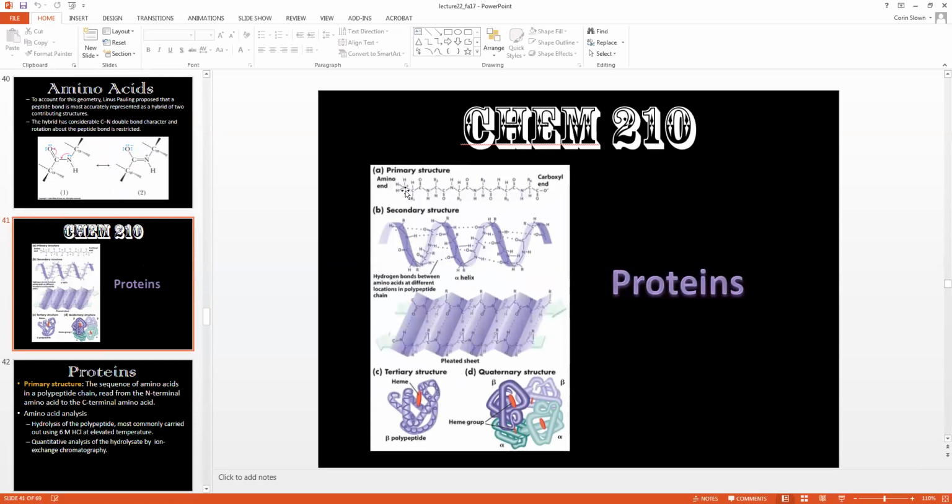When we think about proteins as a whole, we're going to be thinking about the primary structure, that is the order and sequence of amino acids, the secondary structure, which has to do with intermolecular forces, forming alpha helix or beta sheets, and then tertiary structure, which incorporates things like disulfide bonds, as well as quaternary structure, where we have multiple subunits joining together.